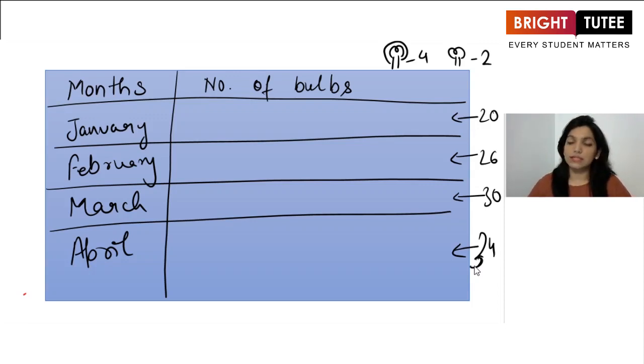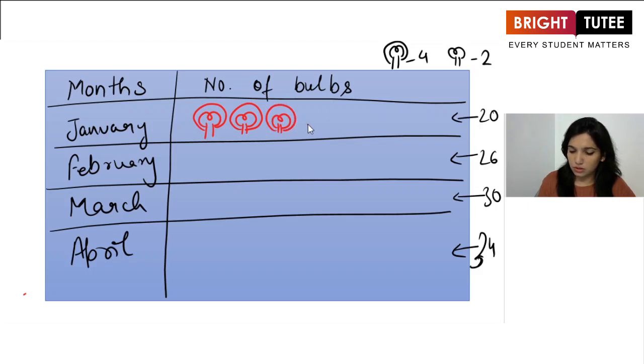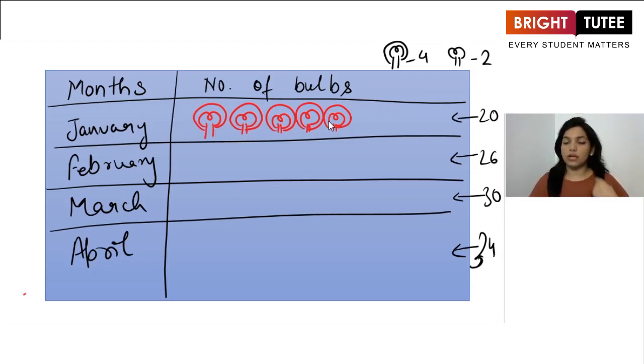So here, let us see how many bulbs, complete images we need to draw in order to have 20 as the number of bulbs. So 4 times what number gives you 20? It is 5. So we need to draw 5 such images. So it is 1, 2, 3, 4, 5. Right, so 5 such bulbs represents 20 because each bulb is representing 4. Clear? So it is 4 times 5, that is 20.